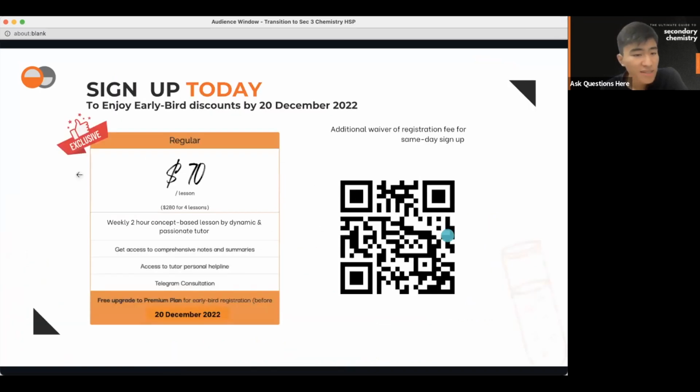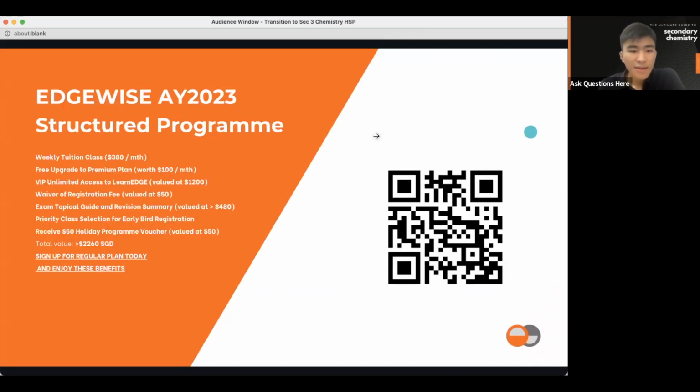And how much does this cost? It is only $70 per lesson. If you're interested in this, you can scan the QR code to do the pre-registration. For students who are still a little hesitant, you can scan the QR code and submit it, and we will provide you with more information if you require time to discuss. No worries. So this is the structured program itself, and we provide all these features in the program. If you are interested, you can scan the QR code to do the pre-registration form.